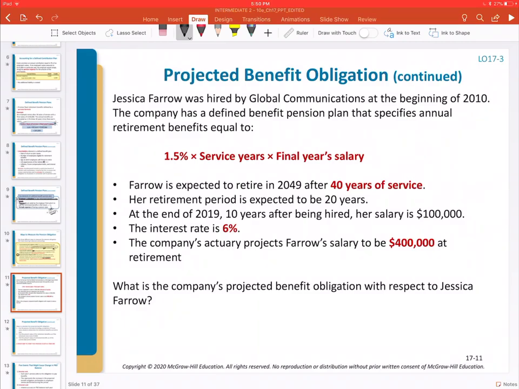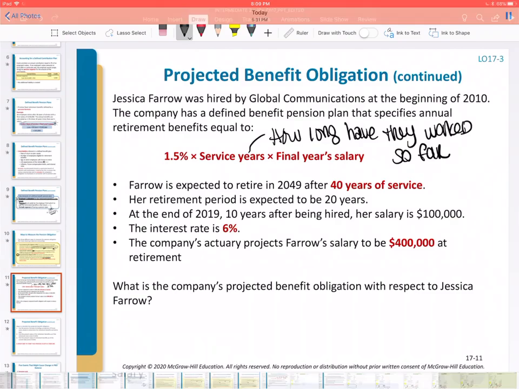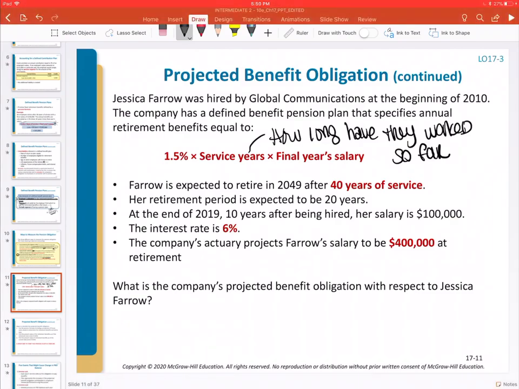Service years being how long have they worked so far? That's what we mean by service years. How long have they worked so far? Okay, so 1.5% times service years times her final year's salary. So that's going to be an estimate that we're going to have to come up with. What do we think Jessica Farrow is going to make in her final year?